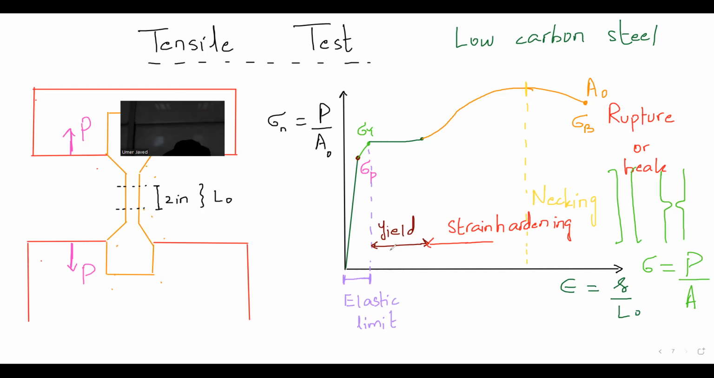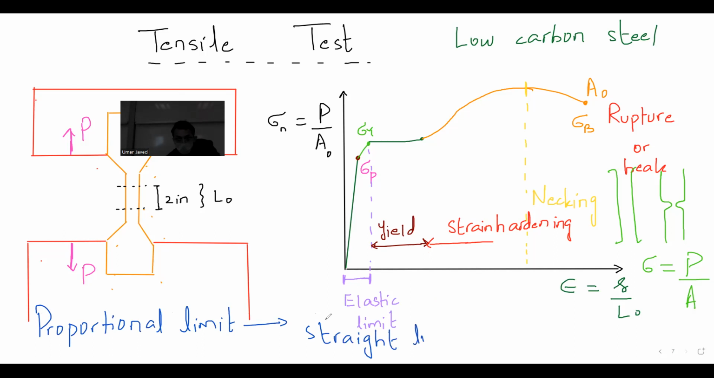Okay, just one more remark before I show you some formulas. Proportional limit quickly. We have proportional limit. You have to bear with me. We have a straight line. Okay, then we have elastic limit or yield.